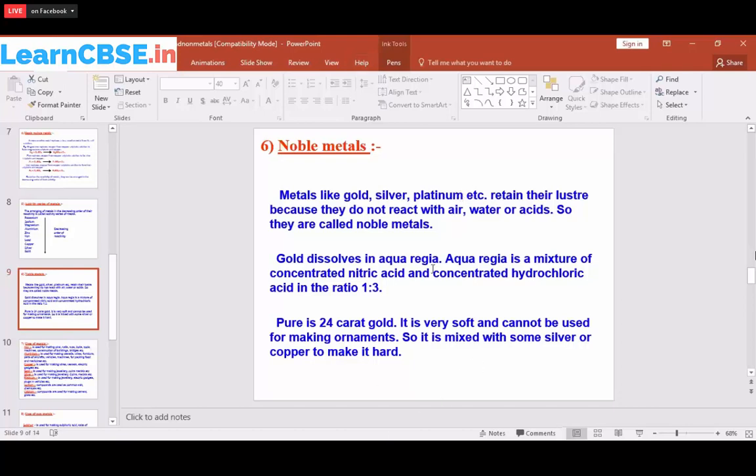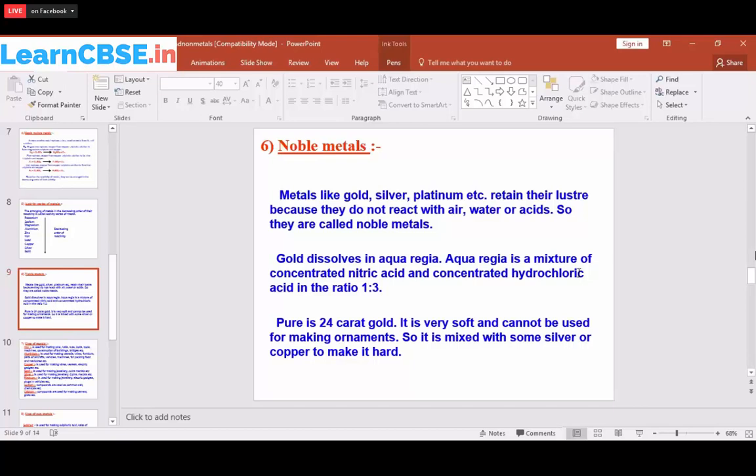Gold dissolves in aqua regia. Aqua regia is a mixture of concentrated nitric acid and concentrated hydrochloric acid in the ratio 1:3. It is a solution containing only the concentrated nitric acid and hydrochloric acid, so we have to take the ratio of 1 mole of concentrated nitric acid and 3 moles of hydrochloric acid. Gold can dissolve in that. It's not reacting, it's just dissolving.